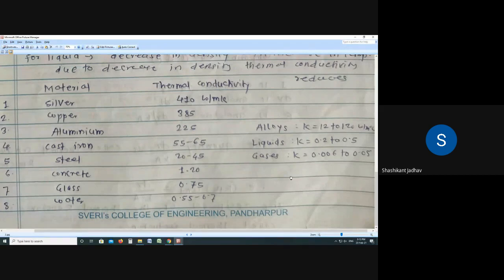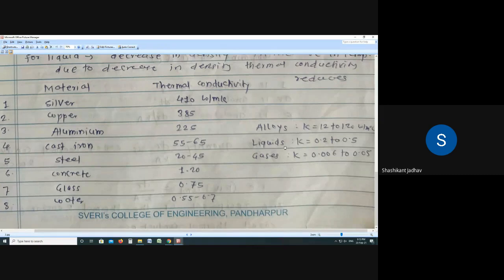Then on the right hand side I have written the thermal conductivities for the alloys, liquids and gases. So write down those values also. For the alloys, K is 12 to 120 watt per meter degree Celsius.